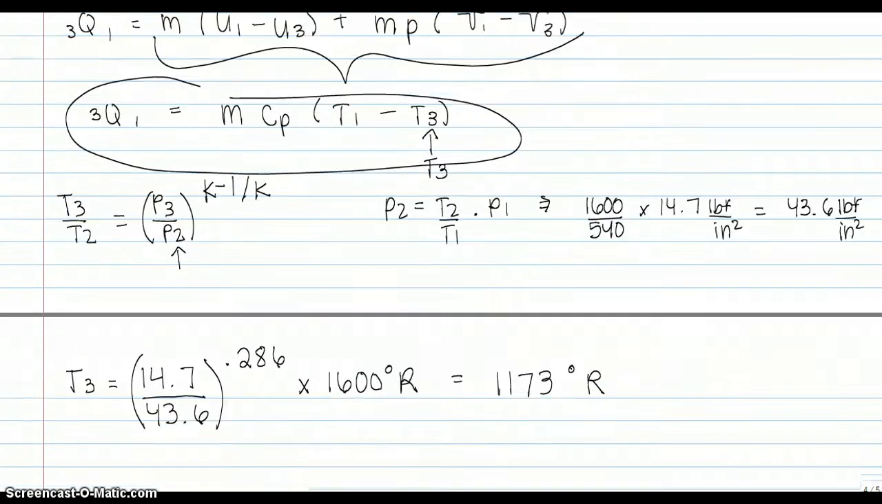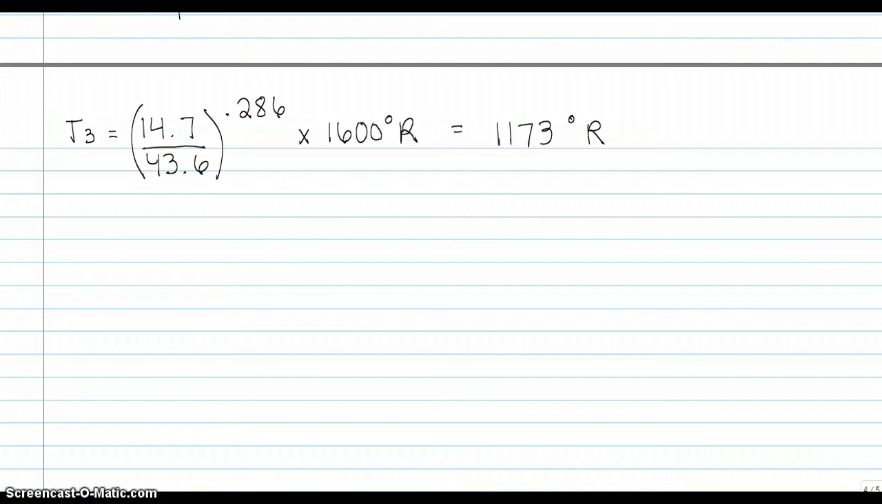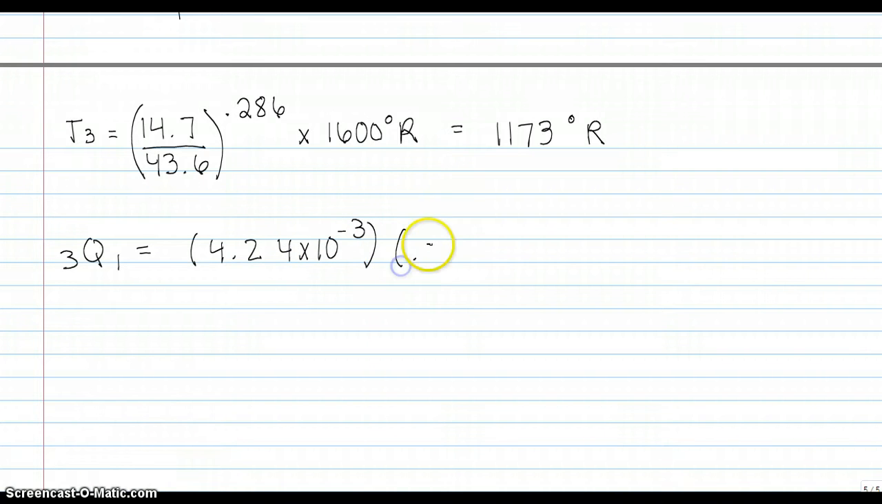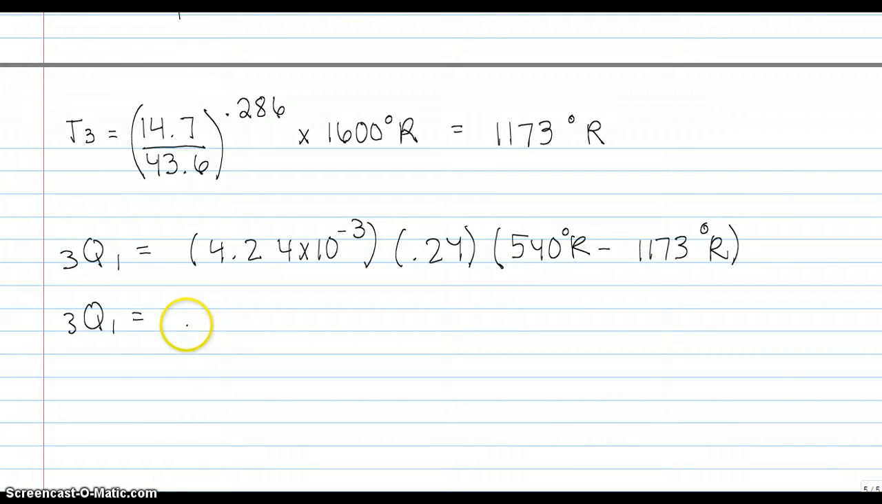Now that we have T3, we can go back to our equation and plug in all of our variables. So Q from 3 to 1 is equal to 4.24 times 10 to the negative 3 times 0.24 times 540 degrees Rankine minus 1173 degrees Rankine, and that comes out to be 0.644, and that is a negative. So star your Q from state 3 to state 1.